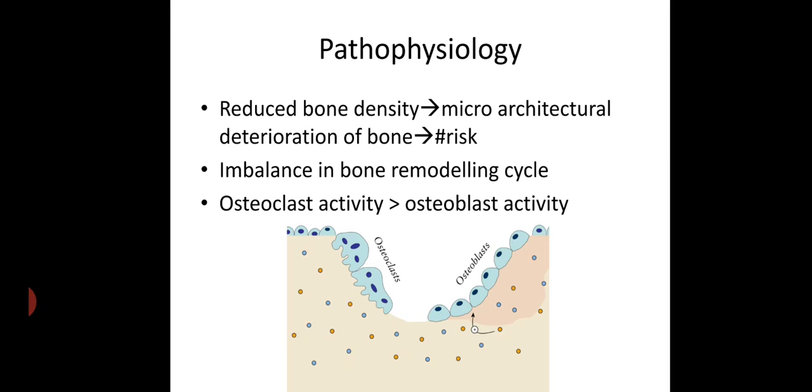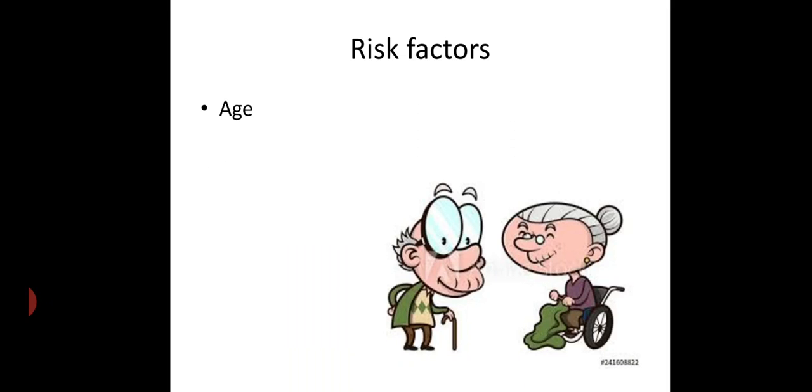Pathophysiology. Reduced bone density occurs, and that causes microarchitectural deterioration of bone and predisposes to fractures. Here, an imbalance in the bone remodeling cycle occurs, and the osteoclast activity will be more than the osteoblast activity.